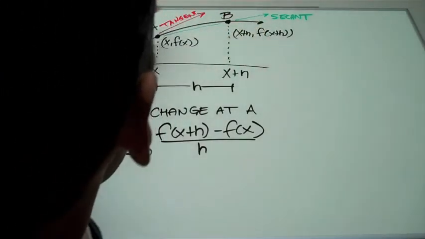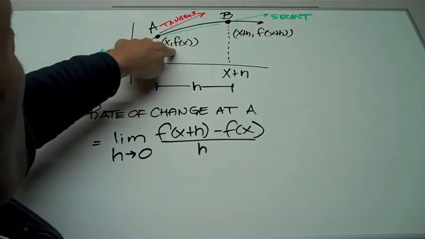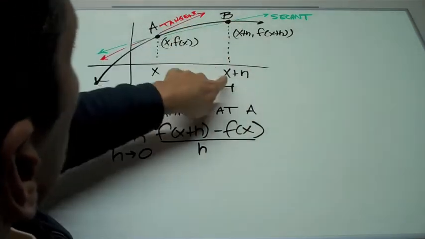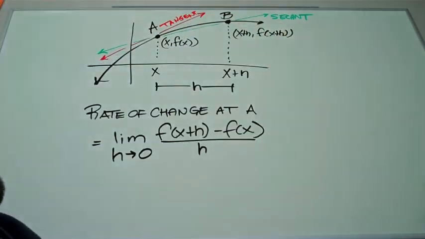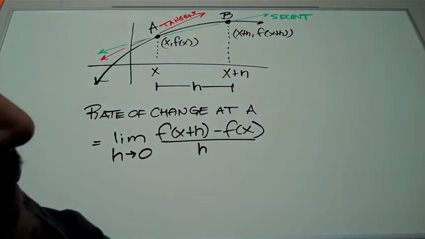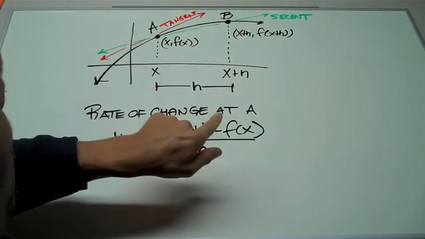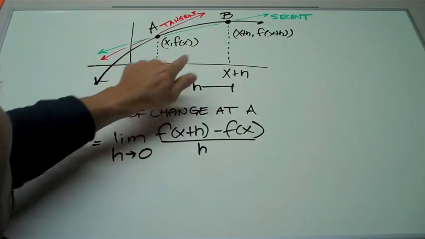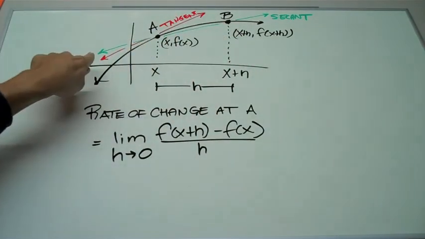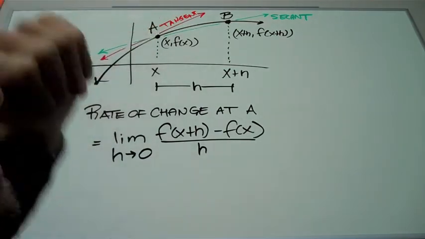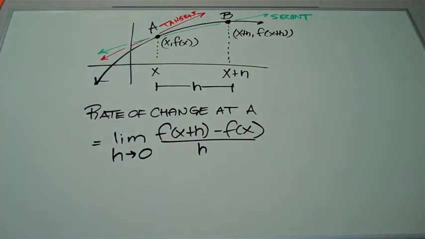If I have my curve f of x, my point x, comma, f of x is A, B is x plus h, comma, f of x plus h. The average rate of change through the points A and B is the green line, which is the same secant. As we take the limit as h goes to 0, we move B closer to A. Eventually we get a tangent line. That is the derivative. This is taking the derivative from first principles.